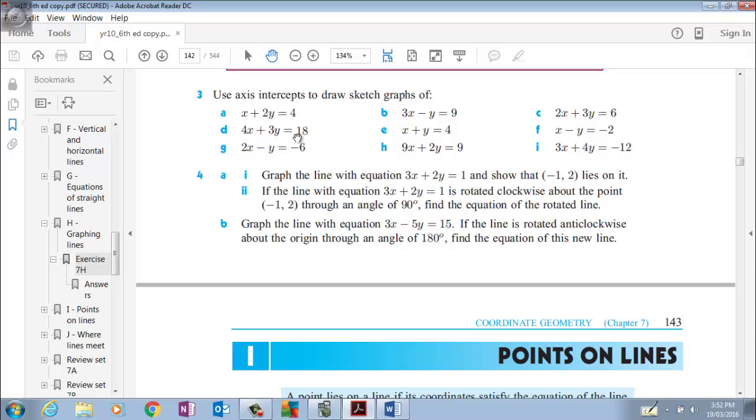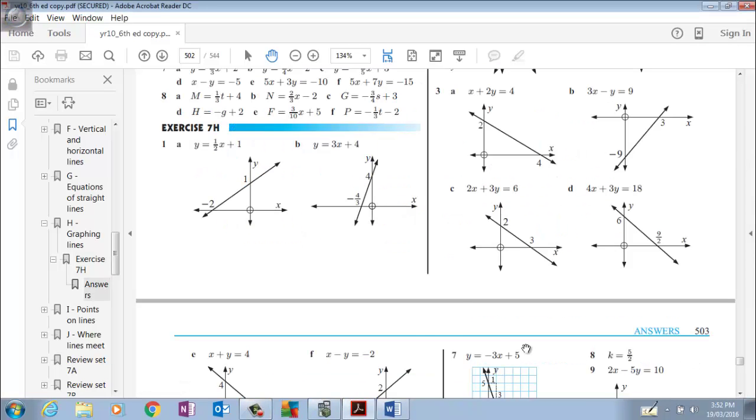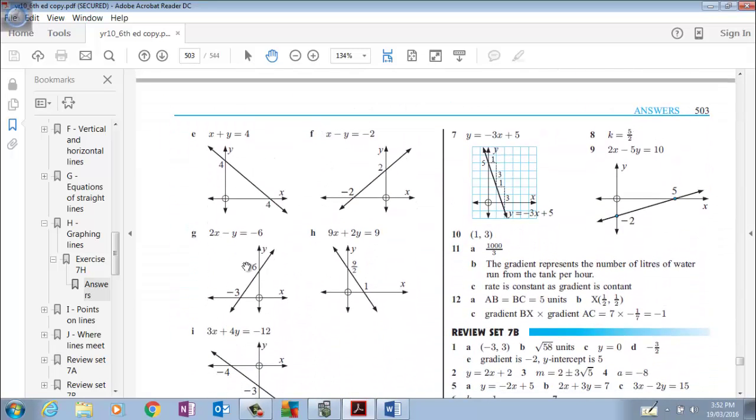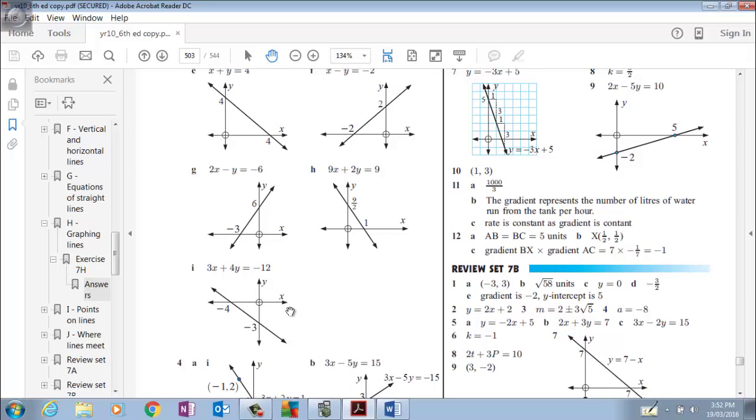Okay, you try the rest of question 3, pause it and then come back for the answer. And here are the answers. So you've got A, B, C, D, E, F, G, H and I.